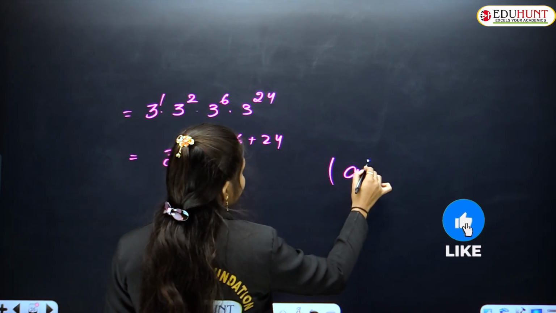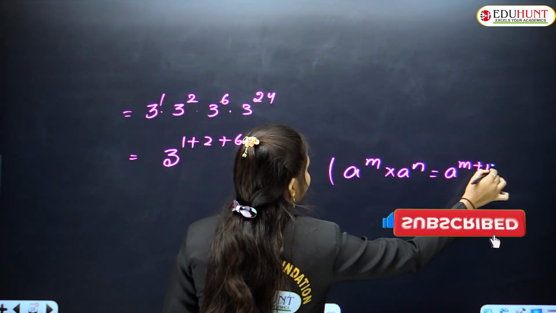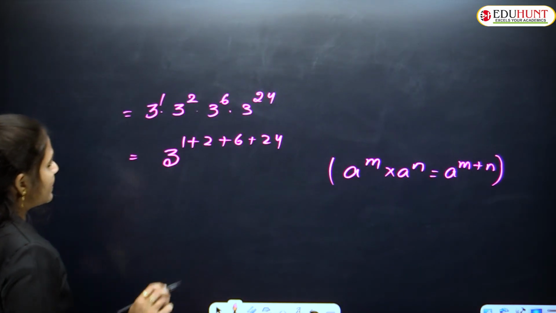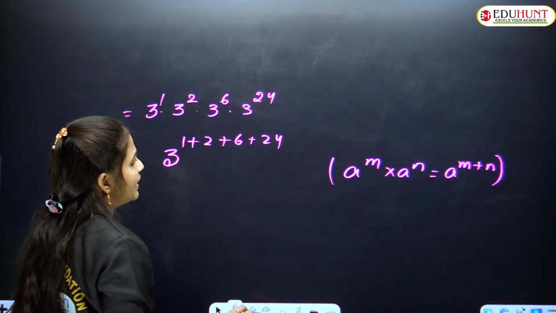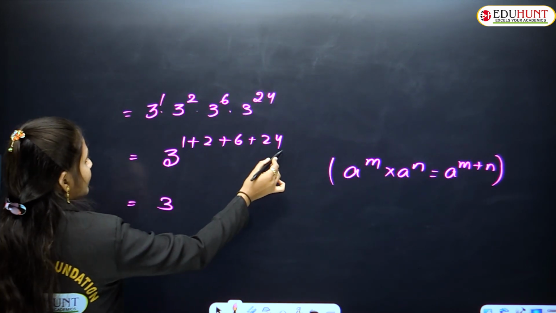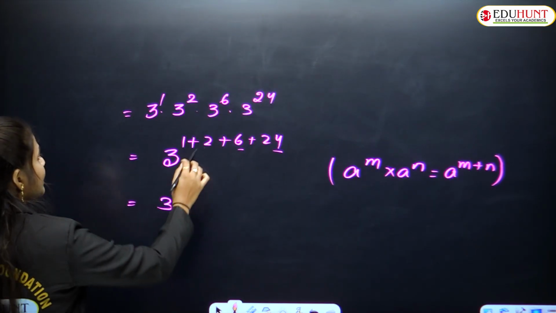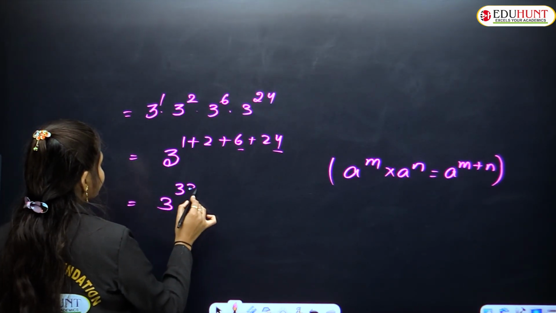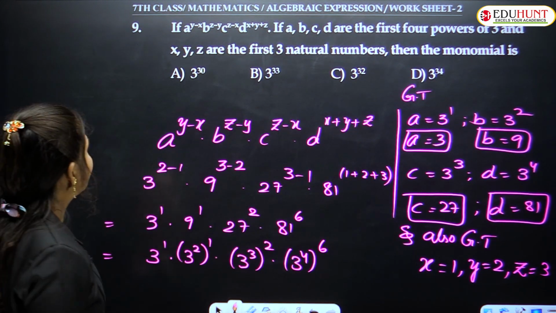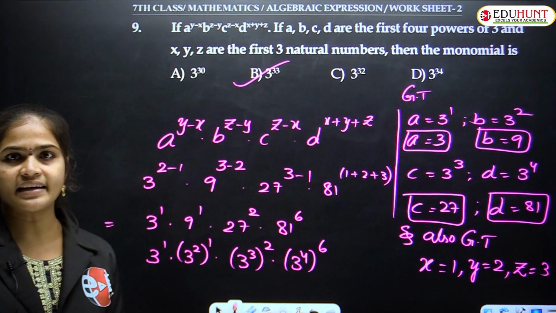Why? Because in exponents we have the formula a power m into a power n is equal to a power m plus n. In 6th class we already learned the laws of exponents. So as per this, a power m into a power n is equal to a power m plus n. We can write this as 3 power 24 plus 6, that is 30, 30 plus 2 is 32, plus 1 is 33. 3 power 33. As per this, which option is correct? Yes, option B, 3 power 33 is the correct answer.